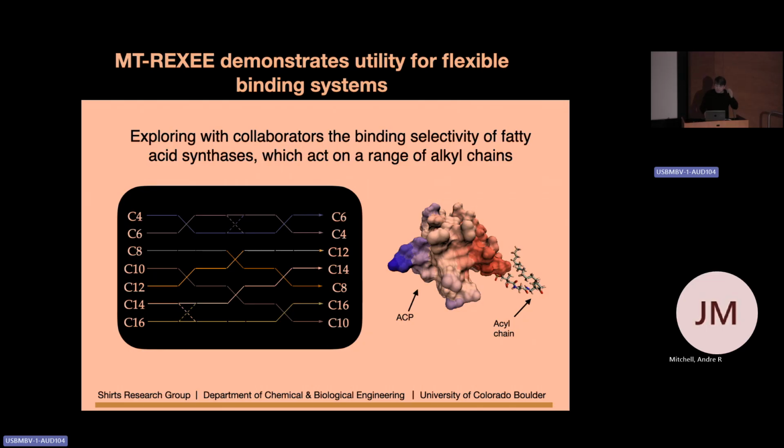A cool flexible binding system we're looking at: we're exploring with collaborators the binding selectivity of fatty acid synthases. They act on a range of alkyl chains. They're really interested in seeing how these enzymes are differently sensitive to different length alkyl chains. And so we build a system where we're growing in and out the fatty acid to look at all of the binding affinities of all of them simultaneously.